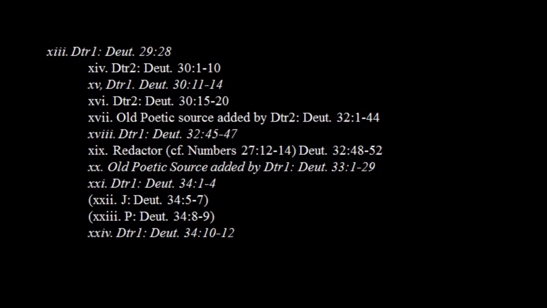So you have this very old poem, and then you have another old poem, which is chapter 33, which is the last testament of Moses. So they're put in by DTR2, or DTR1 in the case of chapter 33. But then notice you have the final redactor sticking in something, the latter part of chapter 32. So why don't we take a look at that so you get an idea what we're talking about.